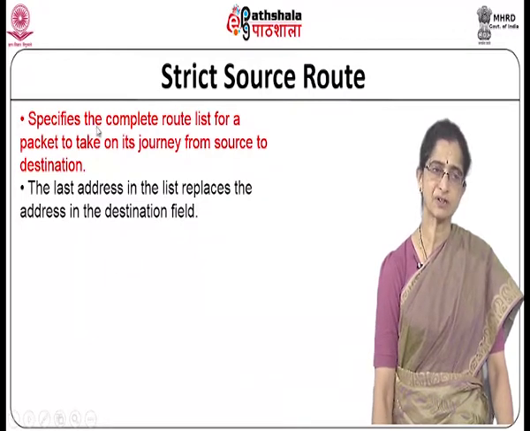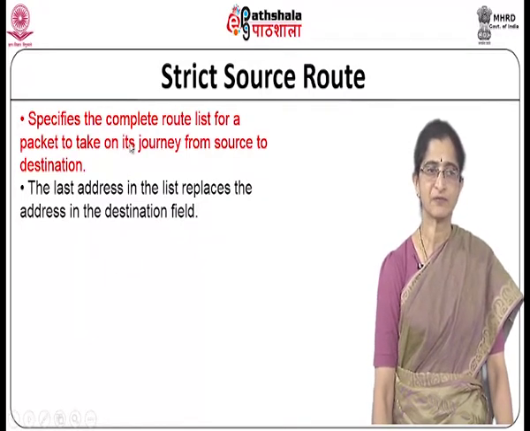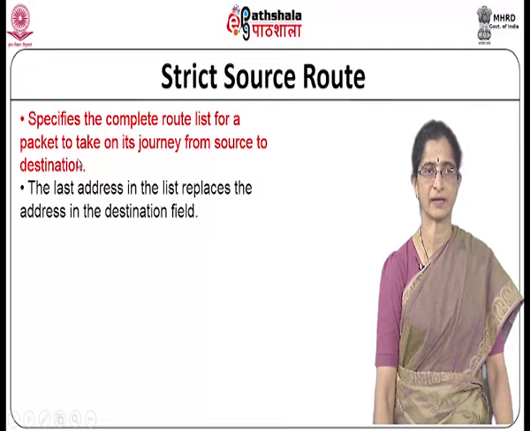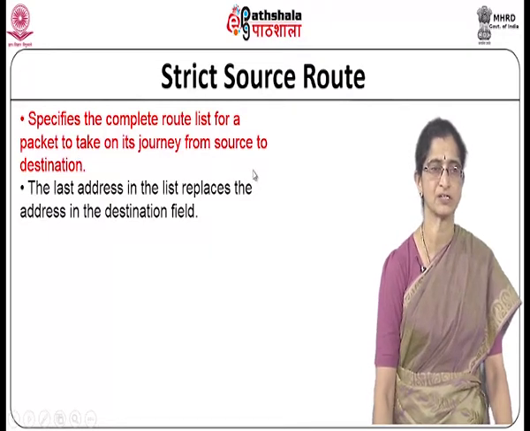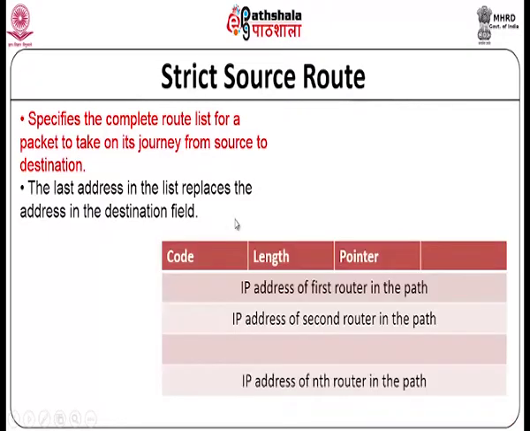Okay. So, in strict source routing, as we said, it will specify the complete route list for a packet to take on its journey from the source to the destination. The options field format will look like this. You have the code, length and pointer. This pointer basically points to the particular address that we need to be currently looking at.